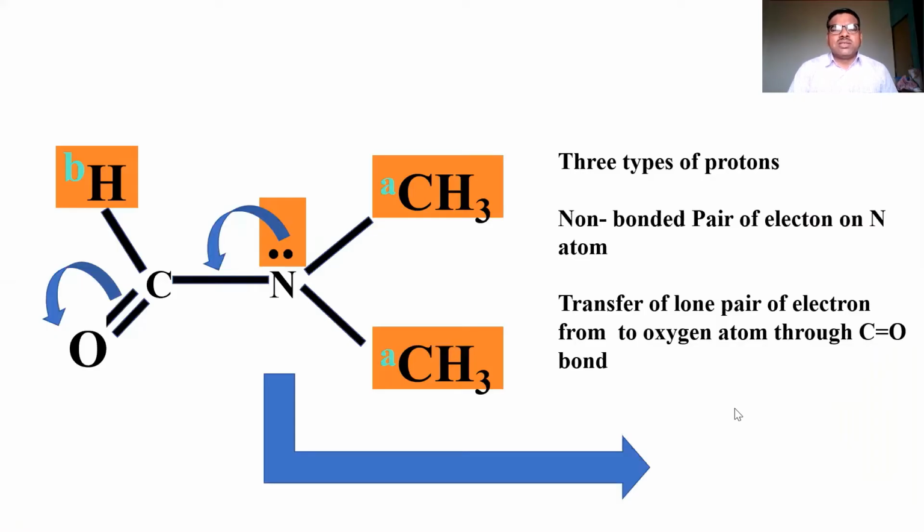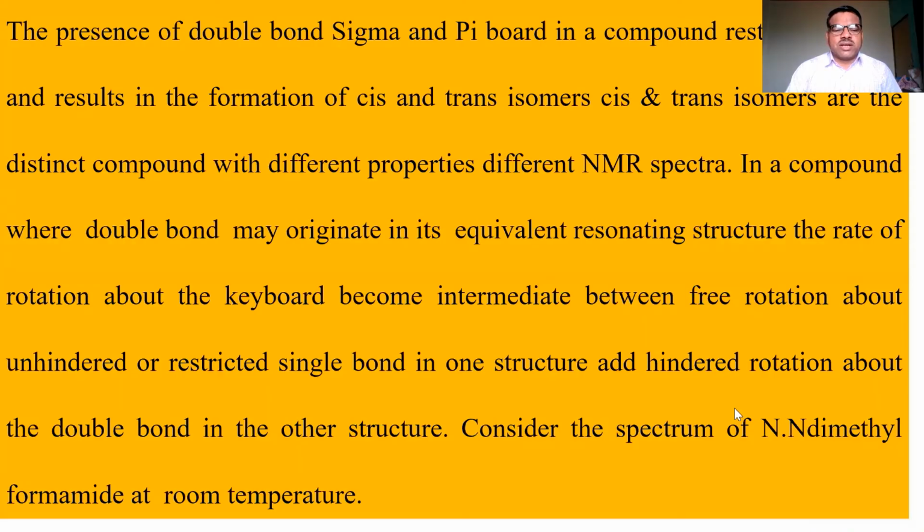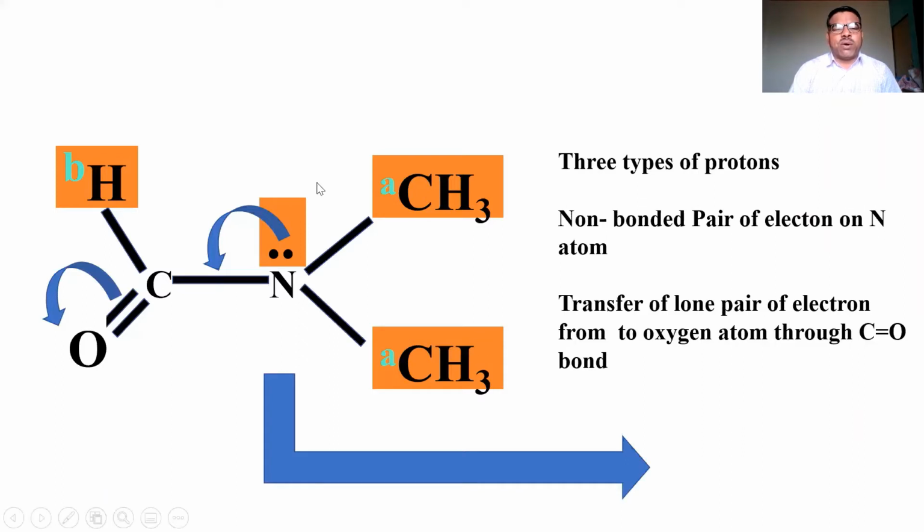Now see here, this is the example that I want to show you, which is well known to you, called N,N-dimethyl formamide. If you look at this N,N-dimethyl formamide, at one position we have a carbonyl group, a hydrogen, and nitrogen having a lone pair of electrons. Then two methyl groups are there, CH3, CH3.